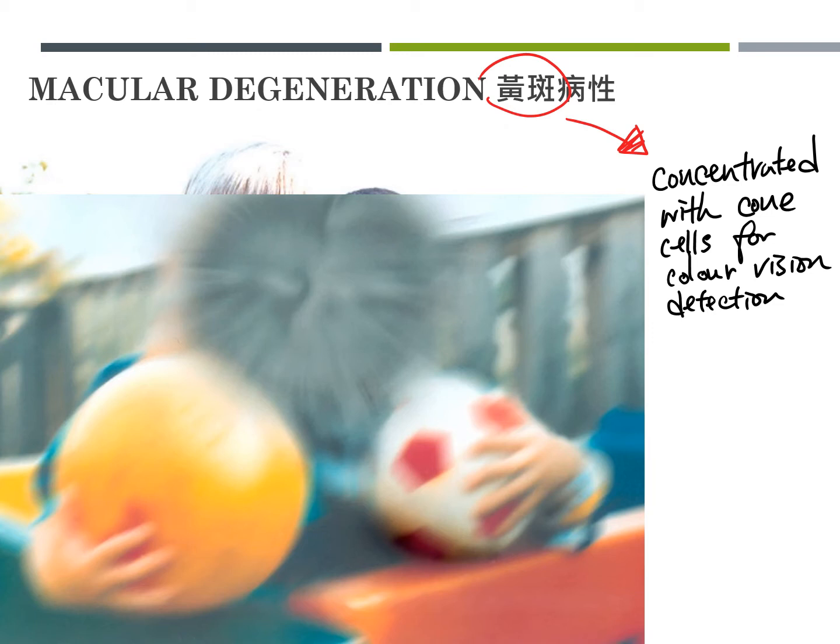Or maybe there are suddenly newly formed blood vessels growing on top of the yellow spot. These newly formed blood vessels will cover the cone cells and block them from getting the light, from detecting the color vision. So this might lead to blurred central vision as in macular degeneration, 黃斑病變.